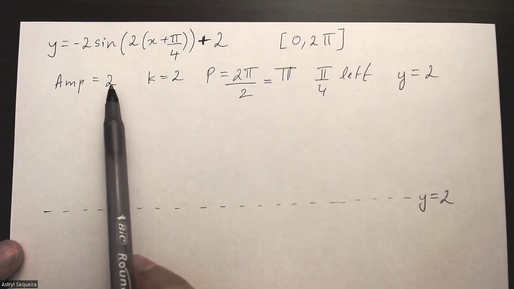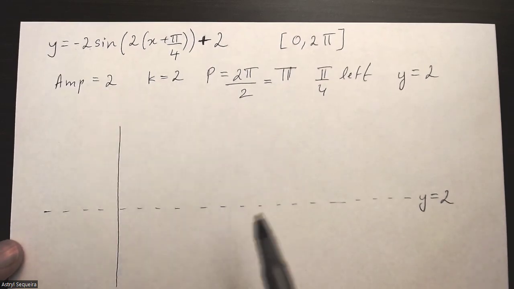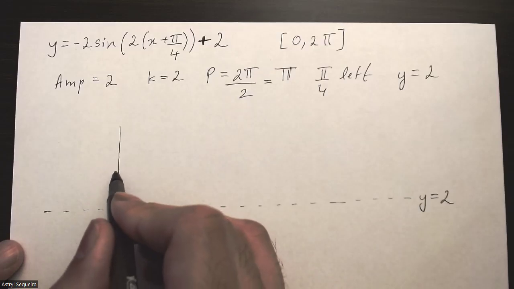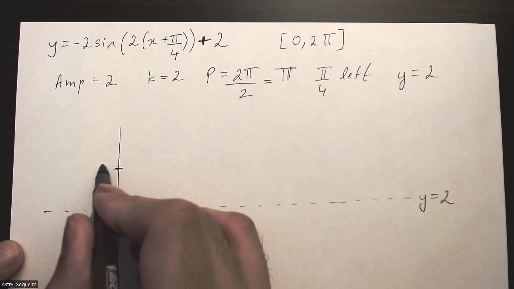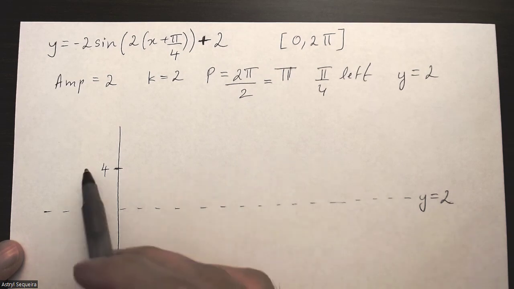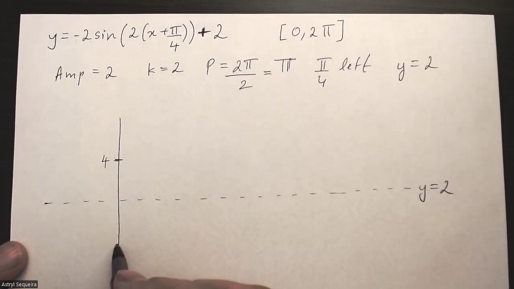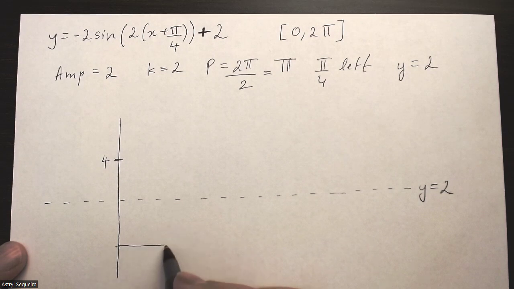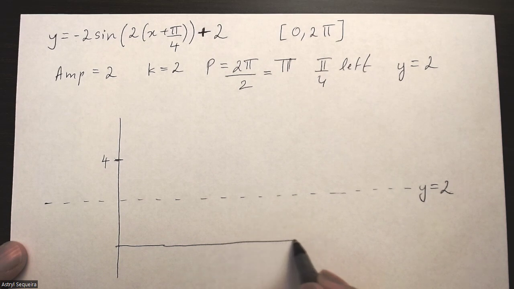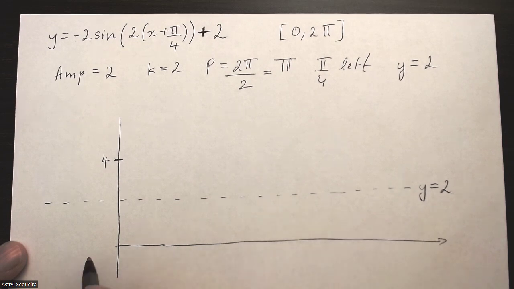Then my amplitude is 2, so that I know that my maximum is going to be 4, because axis plus amplitude is max, and then axis minus amplitude is my min, which is just going to be 0. It's basically my x-axis, so my minimum is on my x-axis in this example.